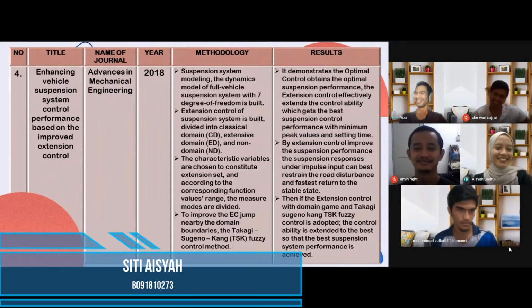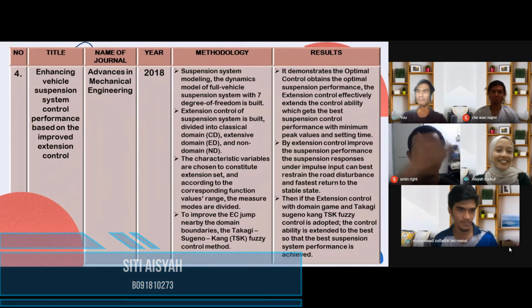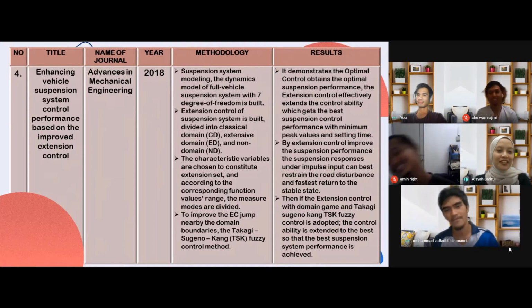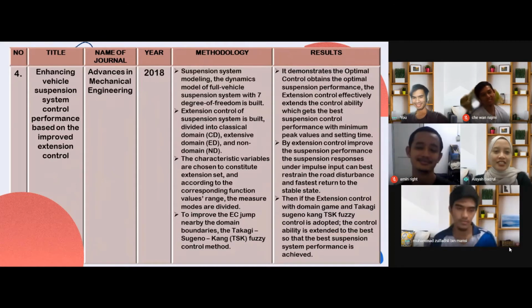Okay, for the fourth journal, the title is Enhancing Vehicle Suspension System Control Performance Based on the Improved Extension Control. The name of the journal is Advances in Mechanical Engineering, year 2018.